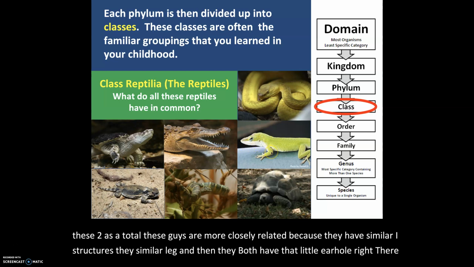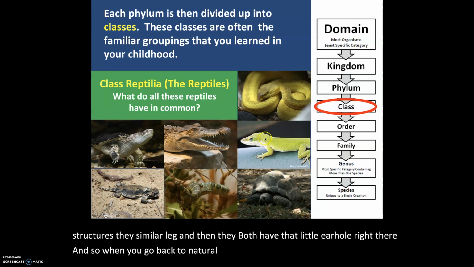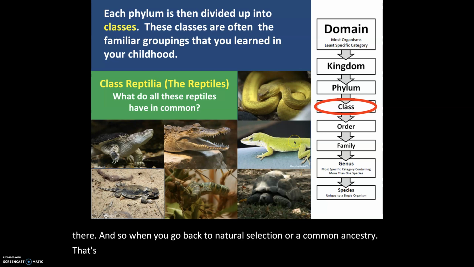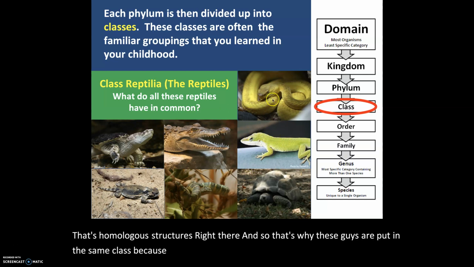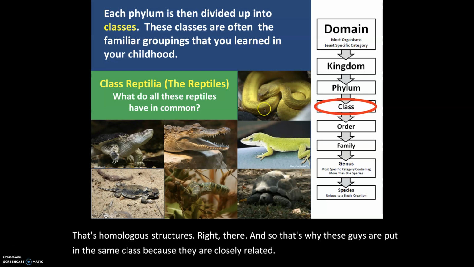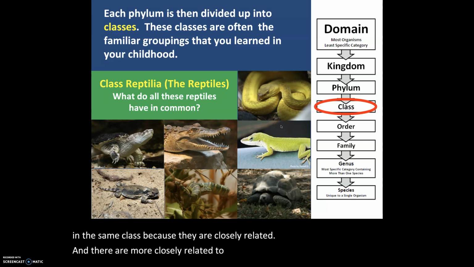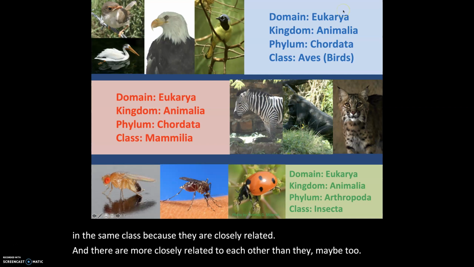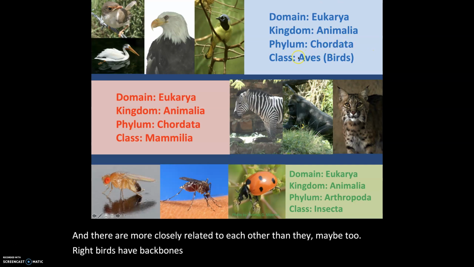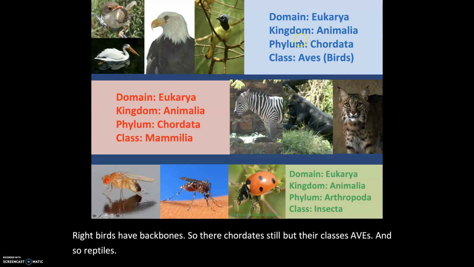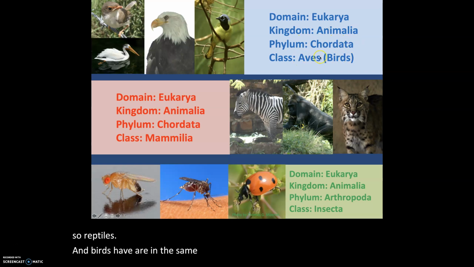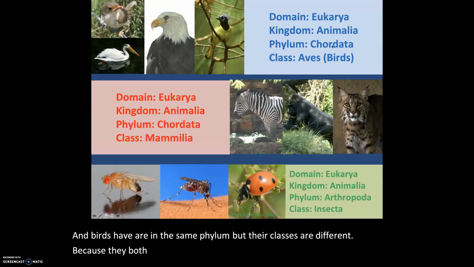And so when you go back to natural selection or common ancestry, that's homologous structures right there. And so that's why these guys are put in the same class, because they're closely related. And they're more closely related to each other than they may be to birds, right? Birds have backbones, so they're chordate still, but their class is Aves. And so reptiles and birds are in the same phylum, but their classes are different.